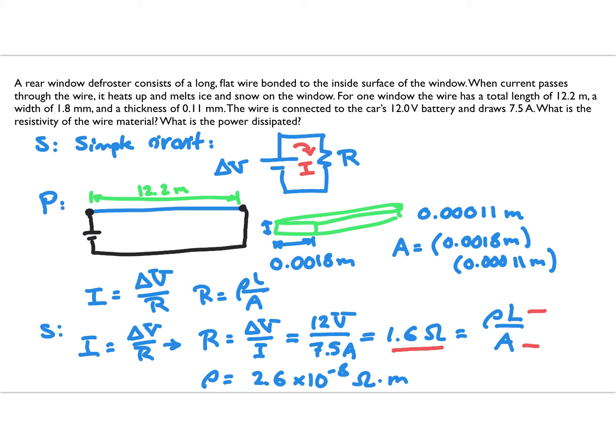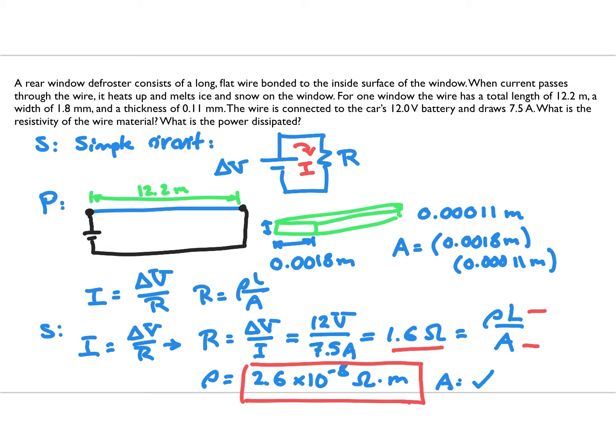I want to assess that. That is a reasonable value for the resistivity of a wire. If we think back to our tables, that is not a wildly unreasonable number. So my assessment is that the number checks out.